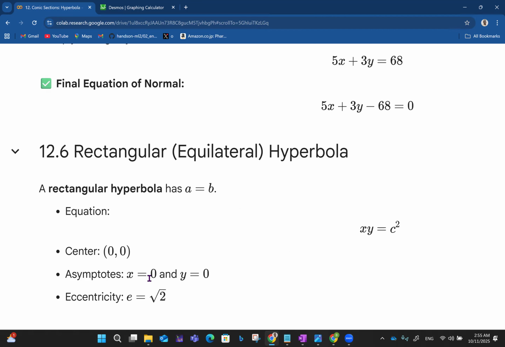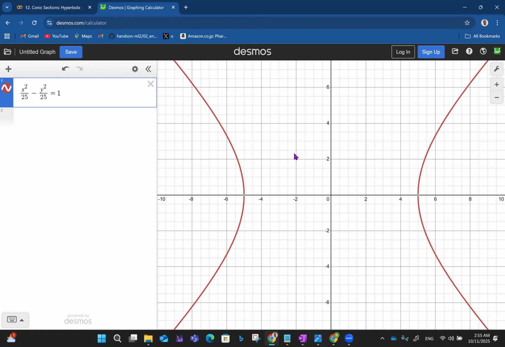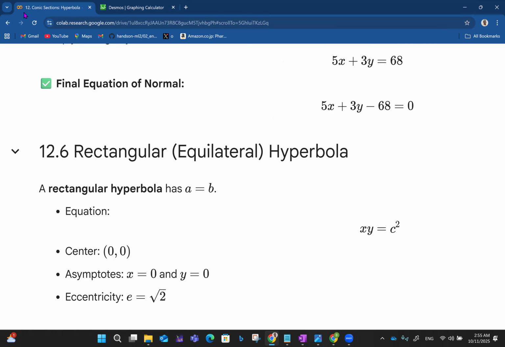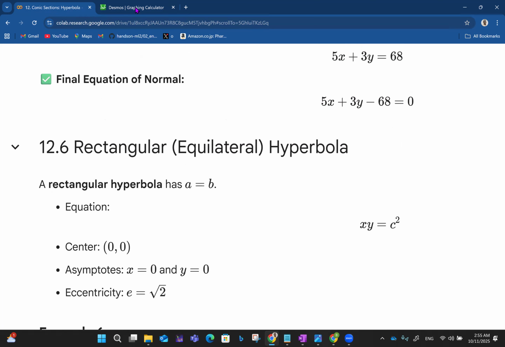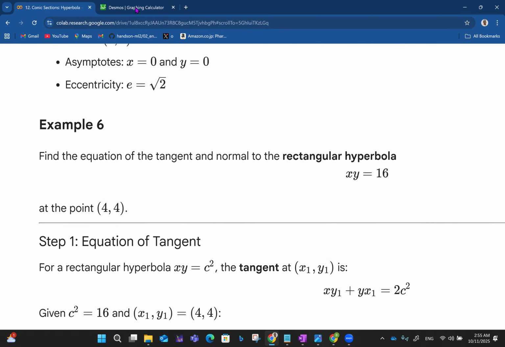And the center is (0, 0). The asymptotes are x equals 0 and y equals 0. Okay? That'll be the asymptote in that case: x is 0 and y is 0. So the eccentricity usually will be square root of 2. And then we take an example.